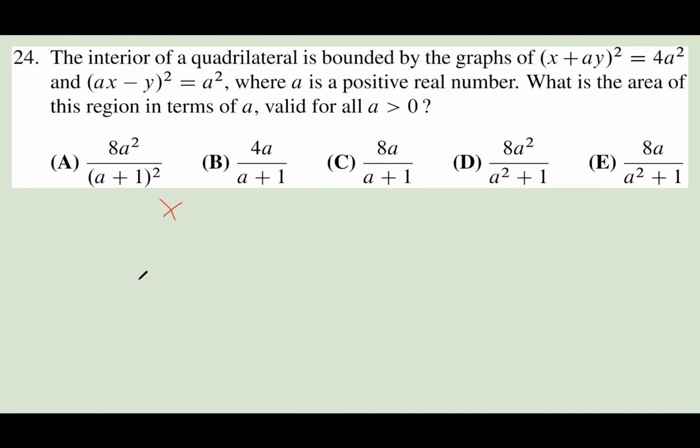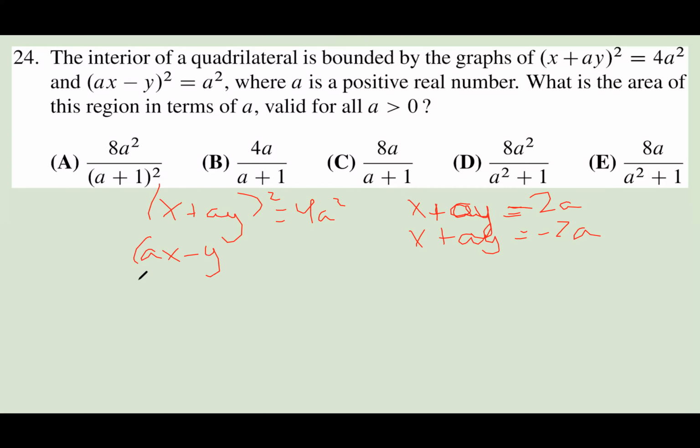So if we start with (x + ay)^2 = 4a^2, now if we square root both sides, we would have x + ay = 2a, or x + ay = -2a, right? It can be plus or minus. So that gives us two lines. And then what about (ax - y)^2 = a^2? Well, square root that, you get ax - y = a, or ax - y = -a, right? So we have four lines.